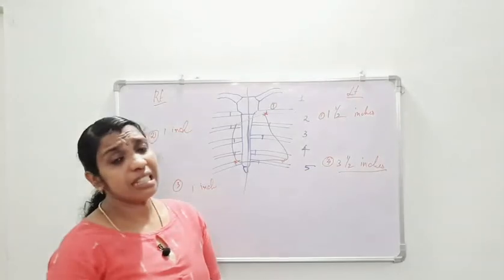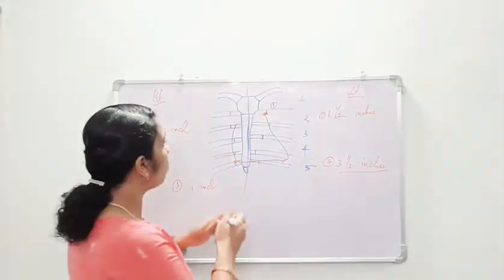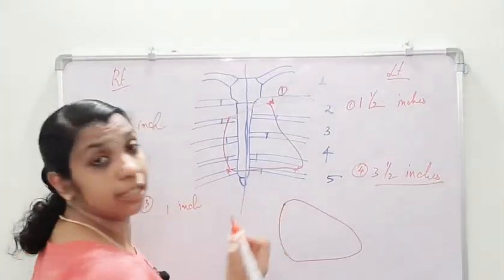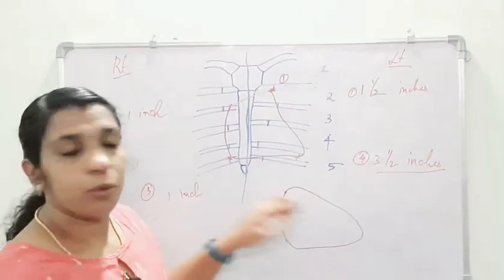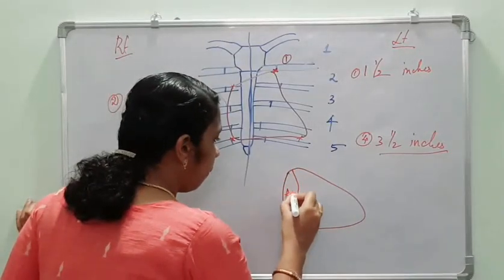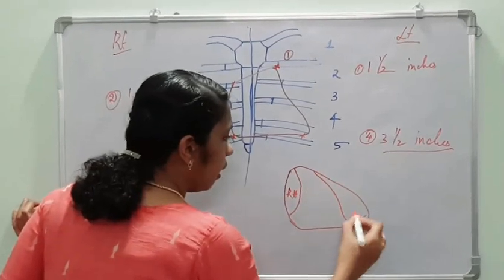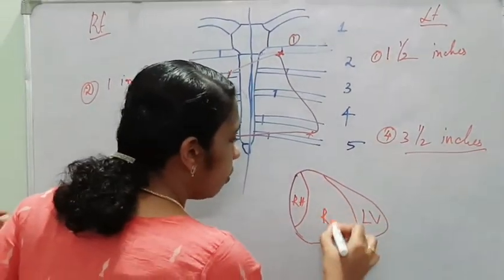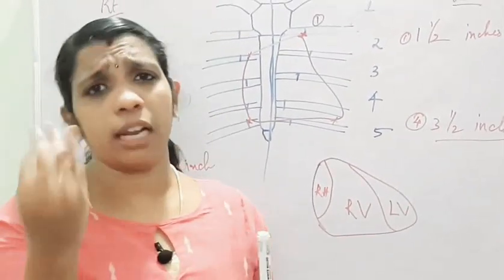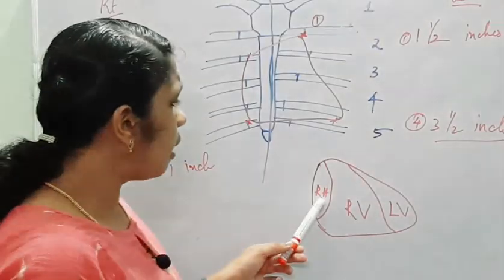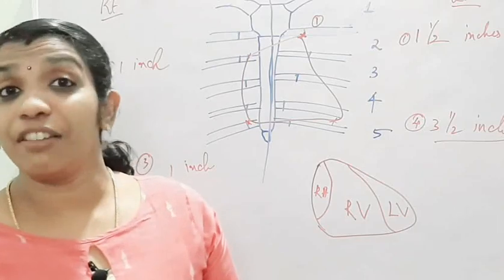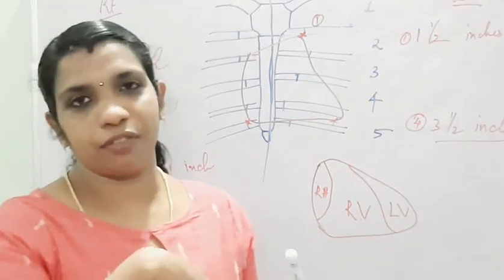So we'll see the borders of the heart also. Suppose we understand that the heart is in this position, is it not? The heart will be like this. So this constitutes the right atrium, this constitutes the left ventricle, and this forms the right ventricle. Okay, so how many chambers are there in the heart? We all know that there are 4 chambers. So right atrium, right ventricle, left ventricle. We cannot see the left atrium because it is on the posterior side of the heart.